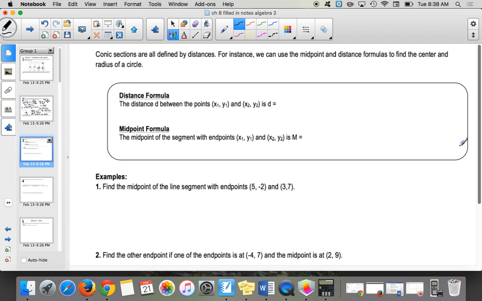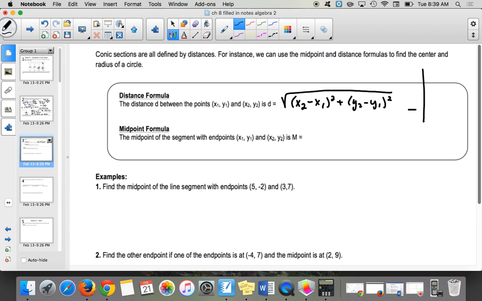All right, so conic sections are all defined by distances. So going way back to geometry, let's talk about the distance formula and the midpoint formula. Do you guys remember the distance formula? You have to memorize it. So the distance formula looks like the square root of (x2 minus x1) squared plus (y2 minus y1) squared. It comes from the Pythagorean theorem. That's all it is. Did you guys know that?